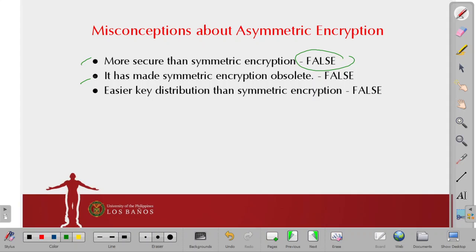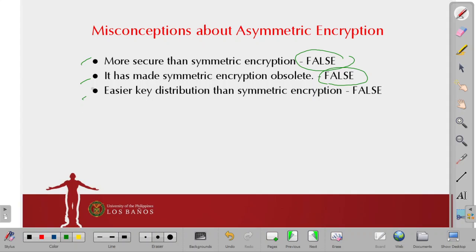The second one is that it has made symmetric encryption obsolete, which is also false. This does not mean that since we have asymmetric encryption, we no longer need symmetric encryption. One of the key differences is that asymmetric encryption actually takes longer to perform the encryption. So in some applications, symmetric encryption is preferred over asymmetric encryption.